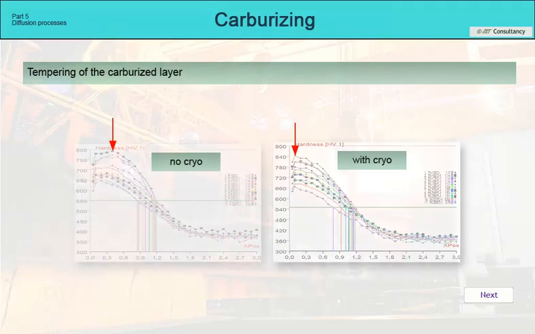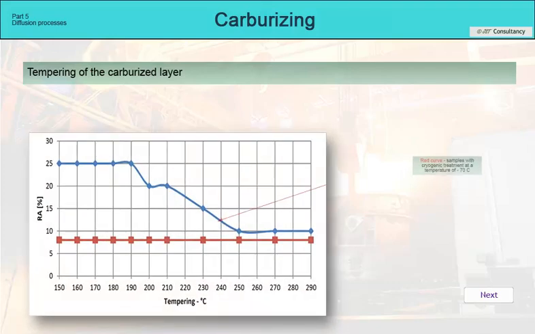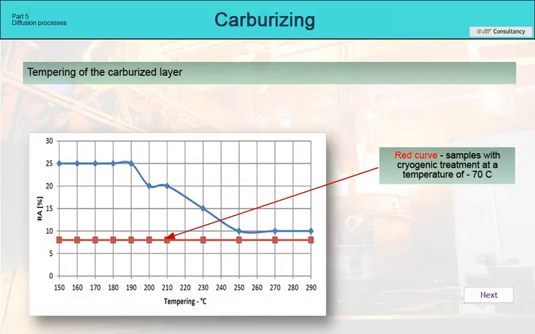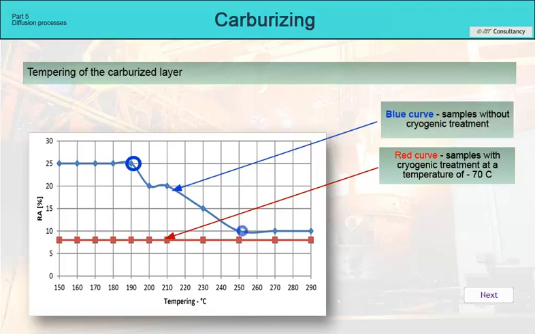The last graph shows the content of residual austenite in the layer. The graph shows that cryogenic treatment stabilizes the content of residual austenite at a value of approximately 8%, and this value does not change with tempering. For samples that were processed without cryogenic treatment, there is a significant decrease in residual austenite within the temperature range of 190 to 250 degrees Celsius, from about 25% to 10%. Above this temperature, it does not change, but it does not fall below 10% either.